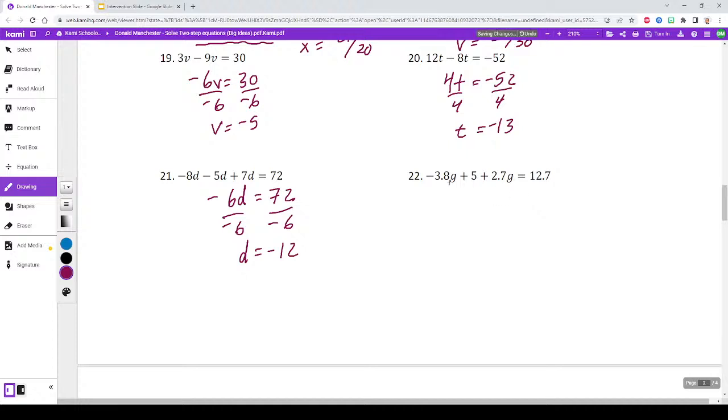Over here, we have -3.8 plus 2.7. That gives us -1.1g plus 5 equals 12.7. We're then going to subtract 5 from both sides. That's going to give us -1.1g equals 7.7. And when you divide both sides by -1.1, g is -7.